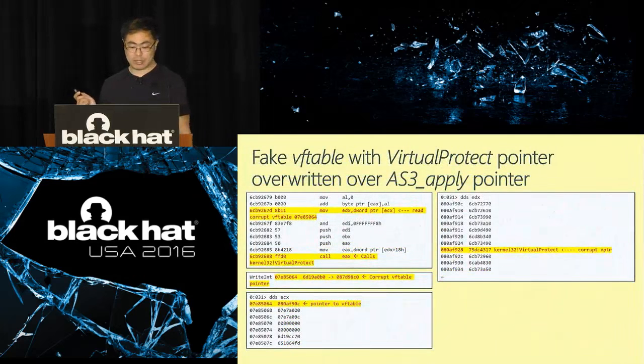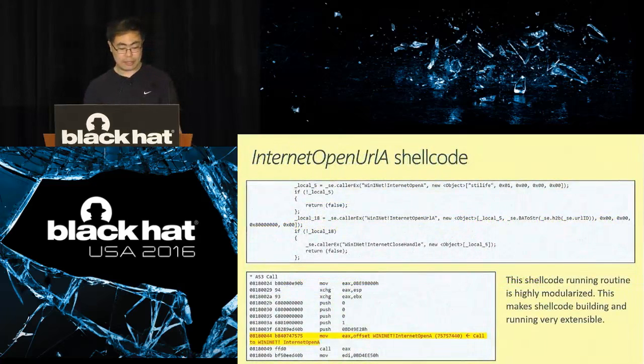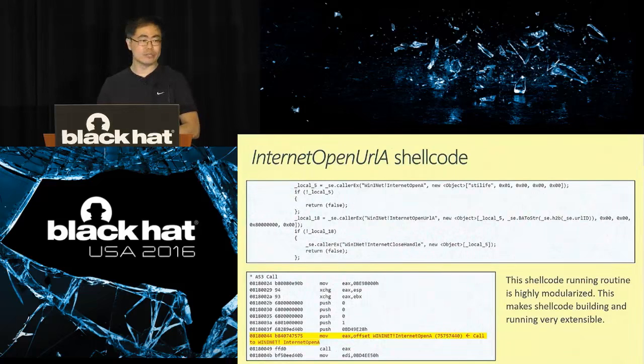So when the exploit actually works, if you go down to the native level, you can see the corrupted virtual function table, and it is calling VirtualProtect here. And whenever it is doing shellcode execution, it uses the call method here.